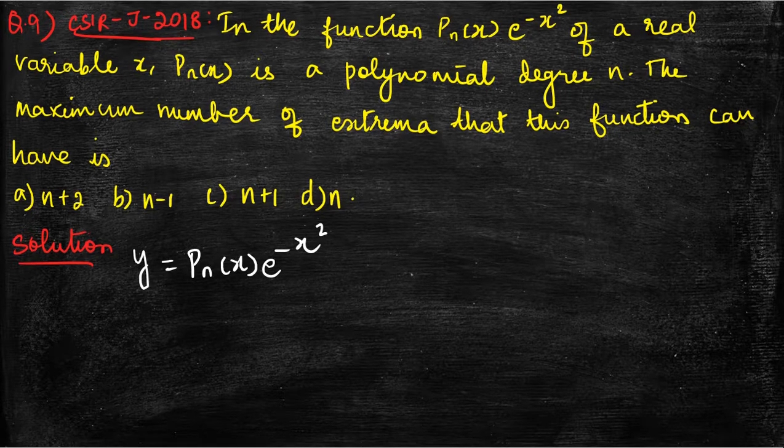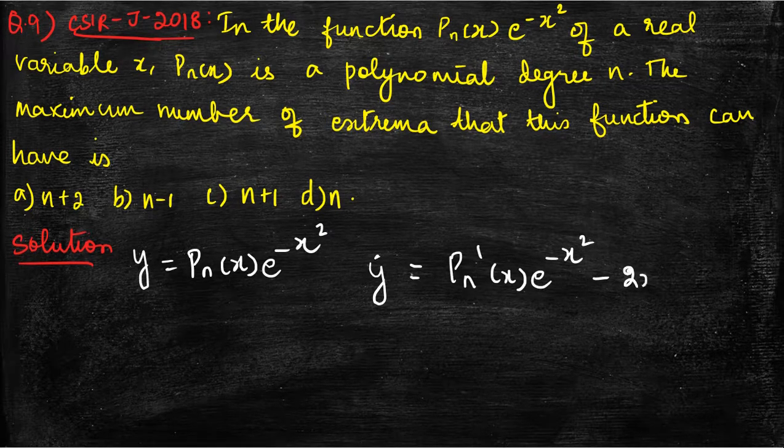And in order to find the extrema, we usually use y dot, which is equal to Pn prime of x e power minus x square minus 2x Pn of x e power minus x square. So, in order to find the extremum points, we have to find y dot and equate it to 0. Okay, that is the step we have to follow.